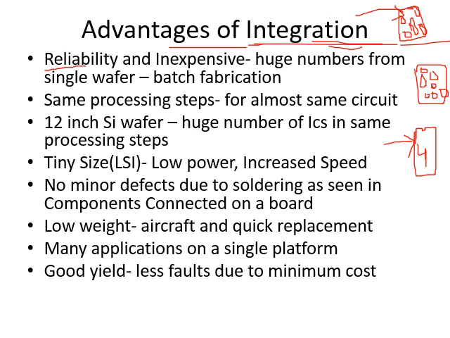So the first very important advantage is reliability and inexpensiveness, right. Reliability means that the IC should be reliable. We can believe in it, we can depend on it for our functionality, right. And inexpensiveness means cost effective. How does it become cost effective? We'll see that further. And huge numbers can be generated from a single wafer, right?